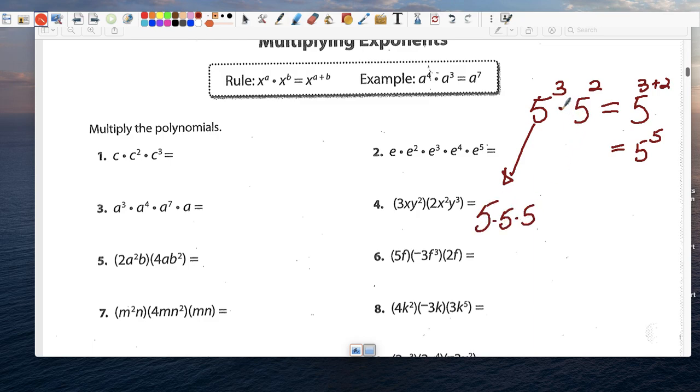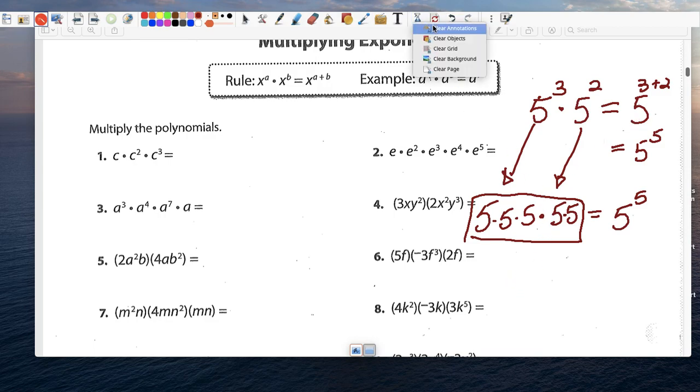And 5 to the second power is multiplied, by the way, so we're continuing to multiply. 5 to the second power is 5 times 5. Now, if I were to ask you to rewrite this in exponential form, you would write 5 to the fifth power, which is the same thing we did up over here without expanding. So the shortcut is to add the exponents. I'll give you another example.